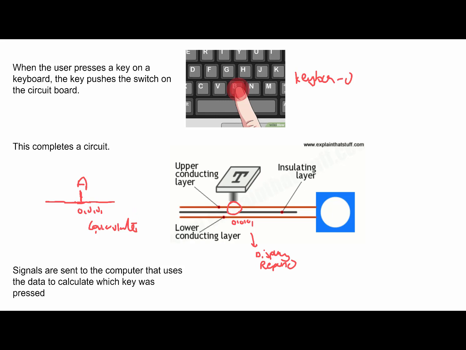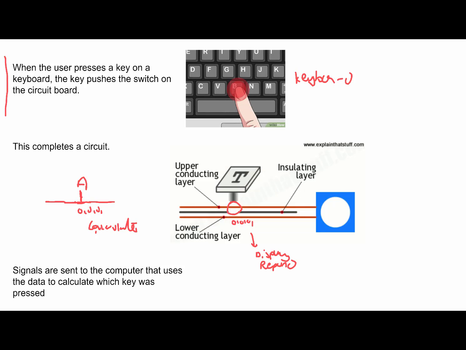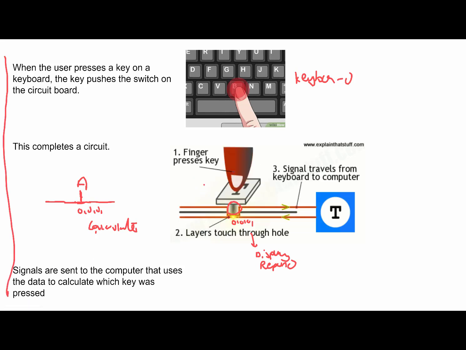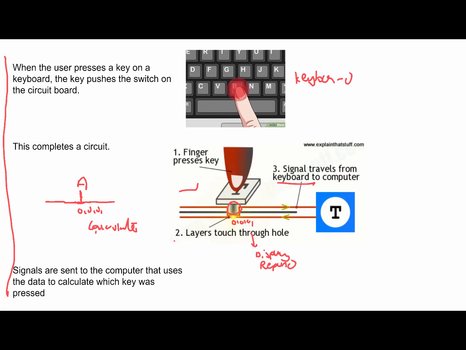Simple as that. What do you need to know for your GCSE? Well, you need to know basically this text here. This diagram is just to help you. It does have some additional information, like that, and the insulating layer, etc. But this is basically what you need to know.